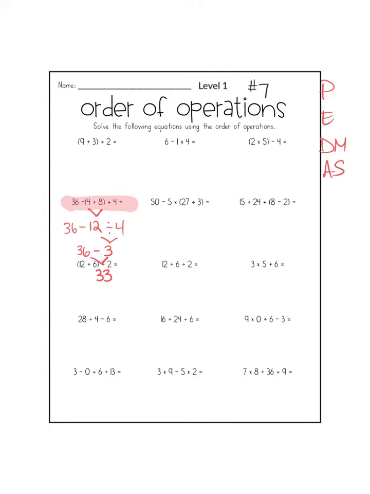And that's your answer. So when you're going through the rest of these questions, just make sure that if there's brackets, you're doing the brackets first. And then you follow the rest of the order of operations, doing division and multiplication, depending on which one comes first.